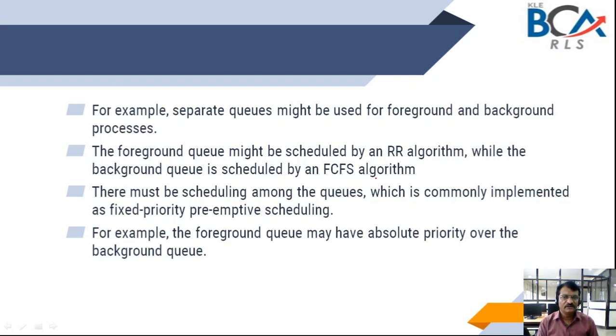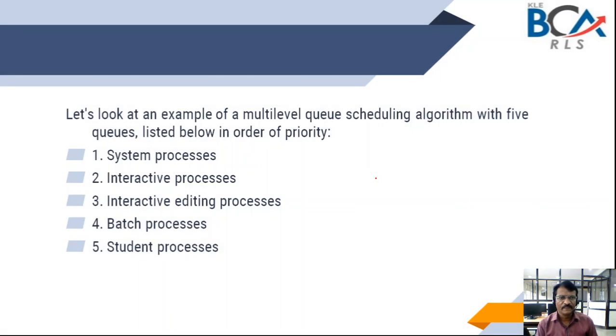There must be scheduling among the queues itself, which is commonly implemented by fixed priority preemptive scheduling. For example, foreground queues may have absolute priority over background queue. If any background process is running and a foreground process arrives, the background process has to make way for the foreground process. So let's look at the example of how this works.